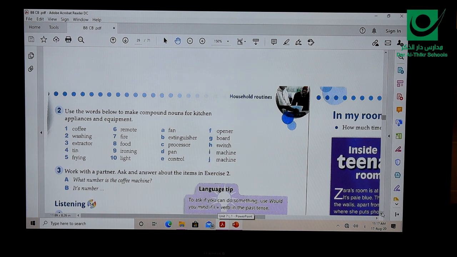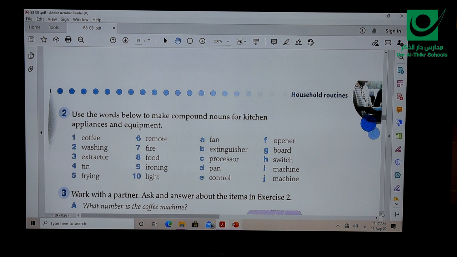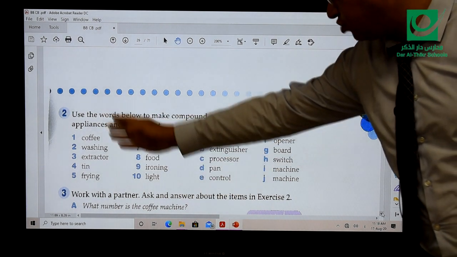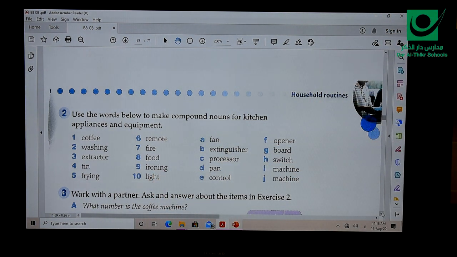Here we are going to see more words, but each of them consists of 2 words. So they make compound nouns. The compound noun, which consists of 2 words together, they are joined together to make 1 word. So we have a group of words here from 1 to 10 and another group from A to J. We need to put them together to make 1 compound noun for each.